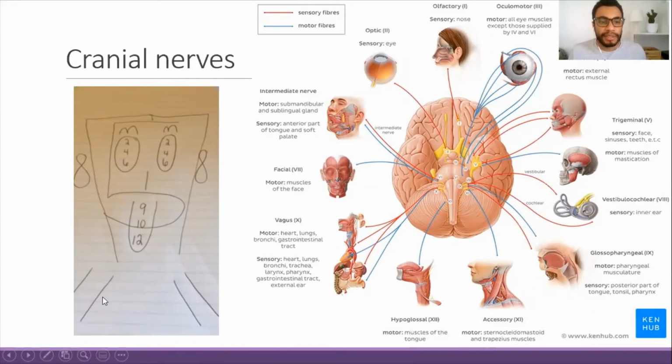And finally, I put here number 11 in the shoulders. Number 11 is the accessory nerve. The accessory nerve is only a motor nerve. It's related with the movement of shoulder elevation when we do this movement, and also controls some of the head movements like tilting the head. Okay, so this is an easy way, I hope, to memorize these nerves.